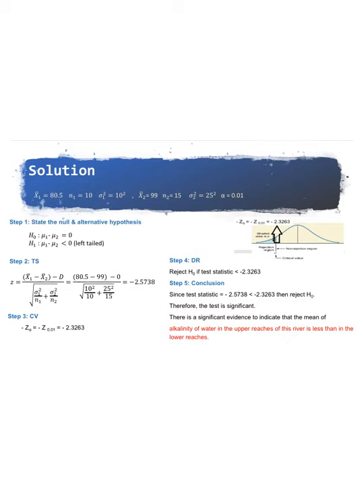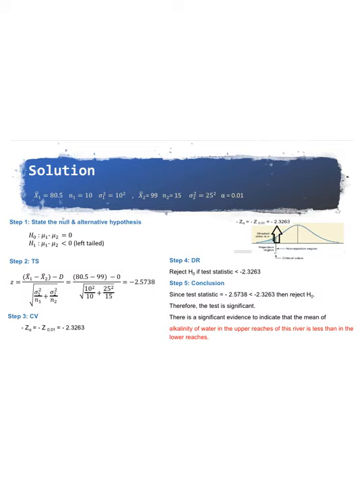Okay, step yang kedua adalah kita nak calculate the test statistic. So the test statistic here is z equals x bar 1 minus x bar 2 minus d divided by square root of sigma 1 square over n1 plus sigma 2 square over n2. So finally we get the value is negative 2.5738. Okay, so kalau perasan sebelum ni, kalau left tail value dia mesti negatif. Selalunya macam tu lah. Kalau right tail value dia mesti positif. Kalau two tail, it can be positive or negative.